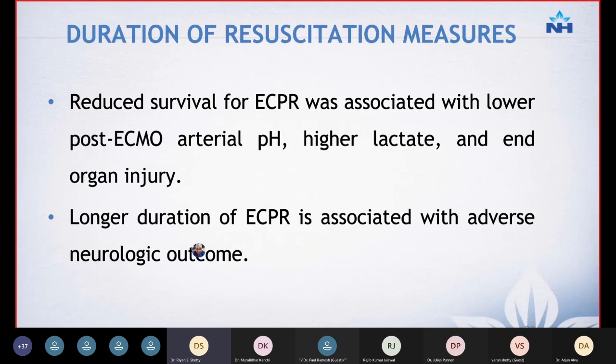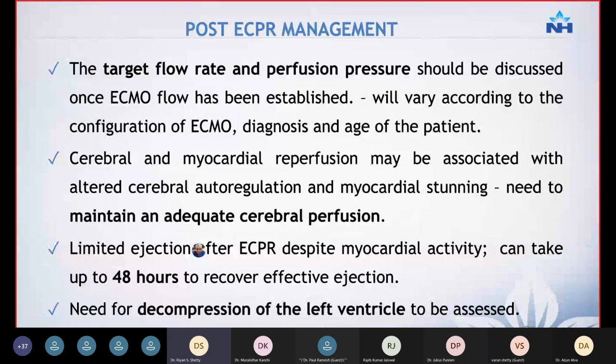A lot of studies have shown that there is reduced survival with a very low arterial pH post ECMO, higher lactate, even lactate clearance has been talked about a lot, and any end organ injury, especially the brain. Longer duration of ECPR is associated with adverse neurological outcome. In post ECPR management, you should target flows and perfusion. Cerebral and myocardial reperfusion may be associated with altered cerebral autoregulation and myocardial stunning, so they need adequate cerebral perfusion.